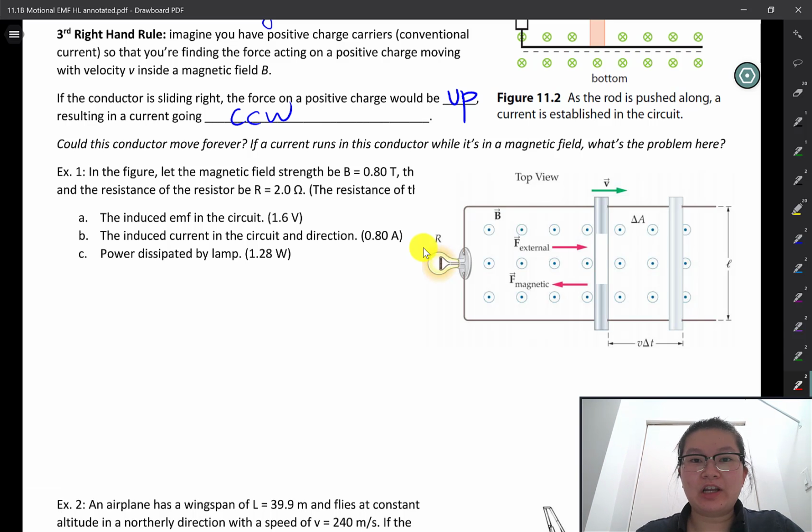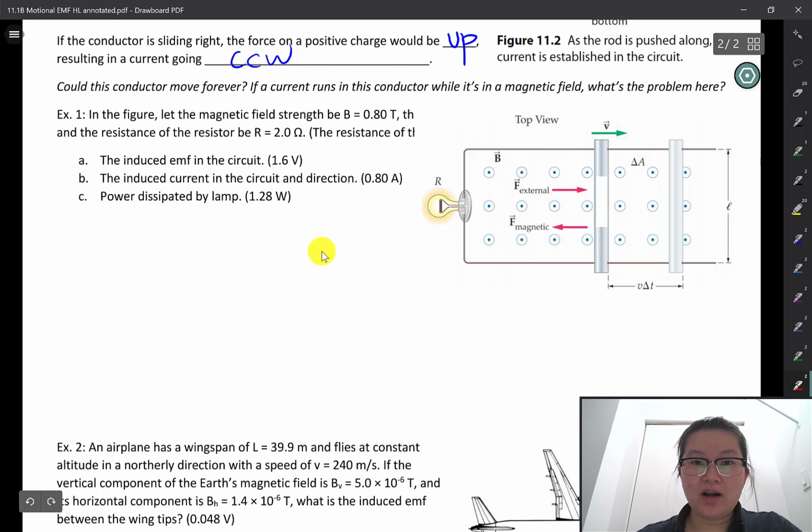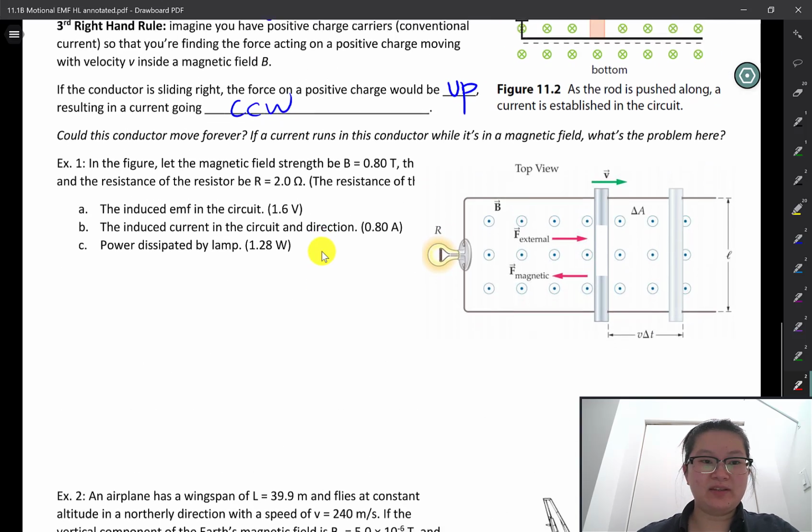In this video, we are going to continue with electromagnetic induction, looking at the EMF induced in a long bar of conducting material as it's moved, as it sweeps through a magnetic field. In other words, motional EMF. So let's take a look at example 1, and example 2 will be in the next video.